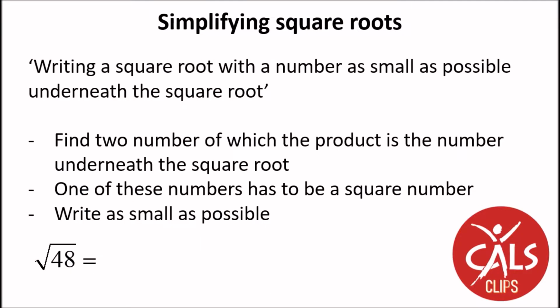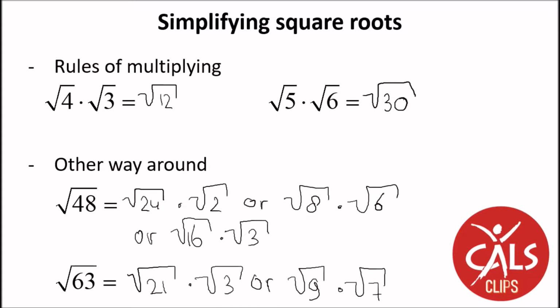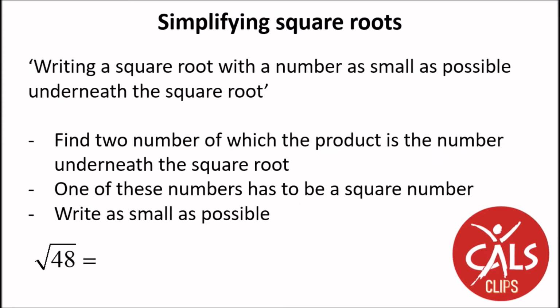But if we want to simplify, one of these numbers has to be a square number. So if we go back, a square number means that you can take the square root of it. So I can take the square root of 16, for example, because the square root of 16 is 4. And yes, I can take the square root of 9, because the square root of 9 is 3. So two numbers of which the product is the number underneath the square root. One of these numbers has to be a square number, and then write it as small as possible.